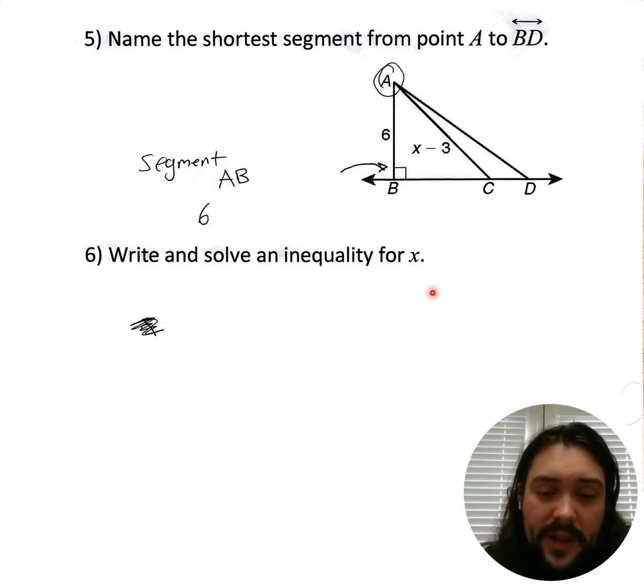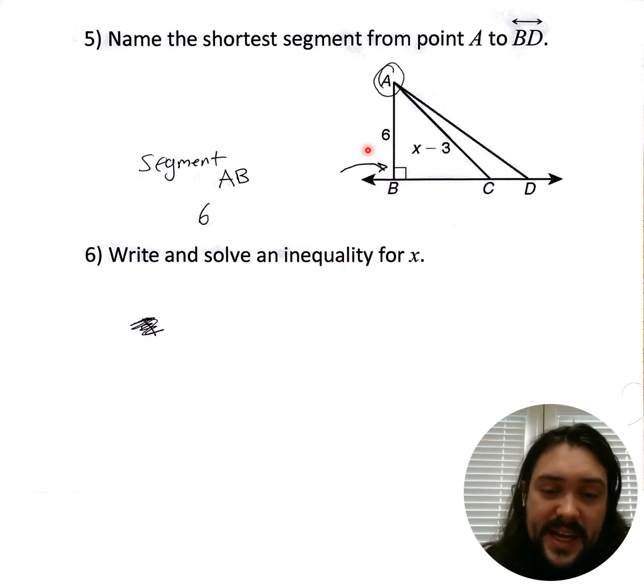Write and solve an inequality for x. This time x is part of this AC. We know that that has to be larger because A to C still exists on that BD line, right? It's still A to C. Since C is on that BD line, we know that AB has to be shorter than that.